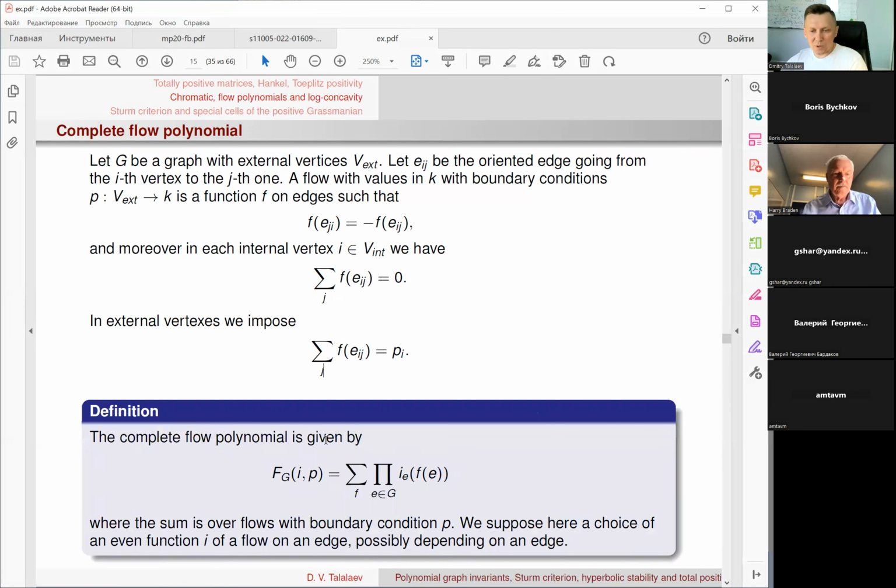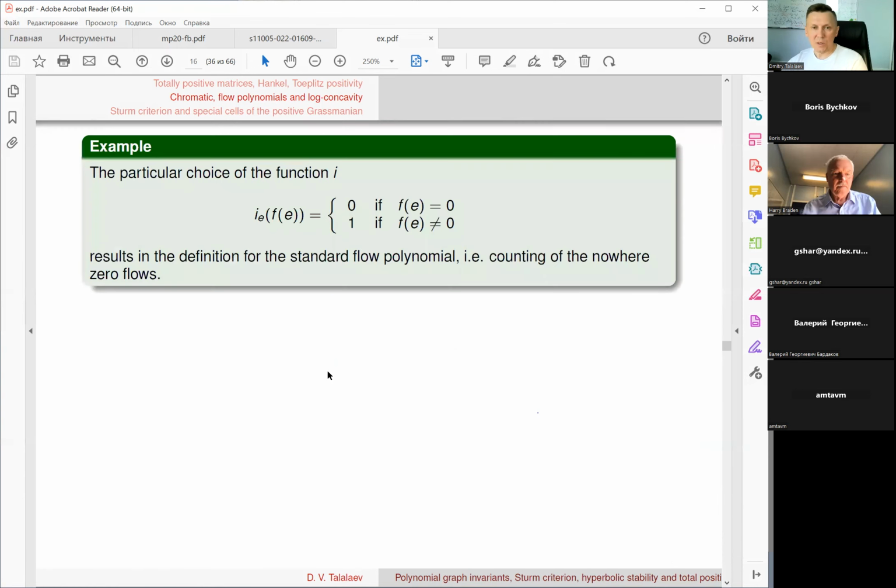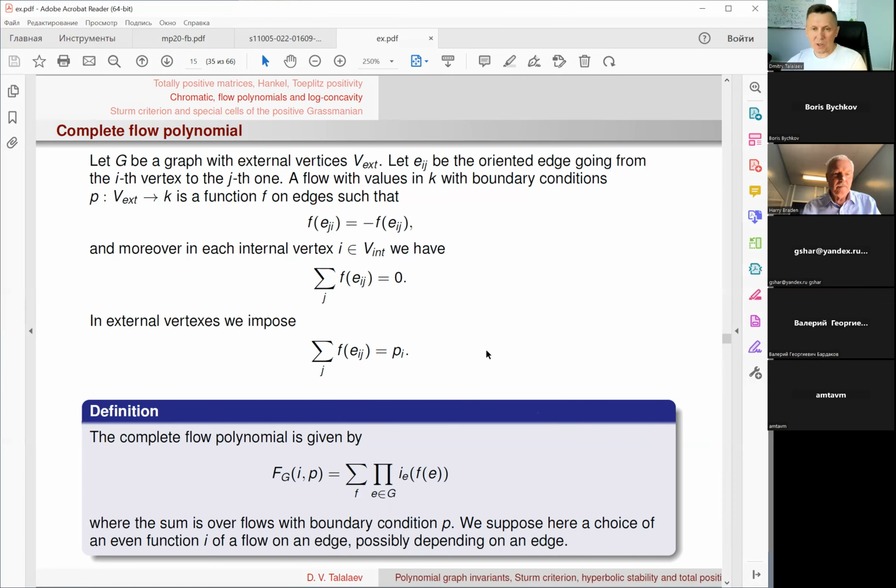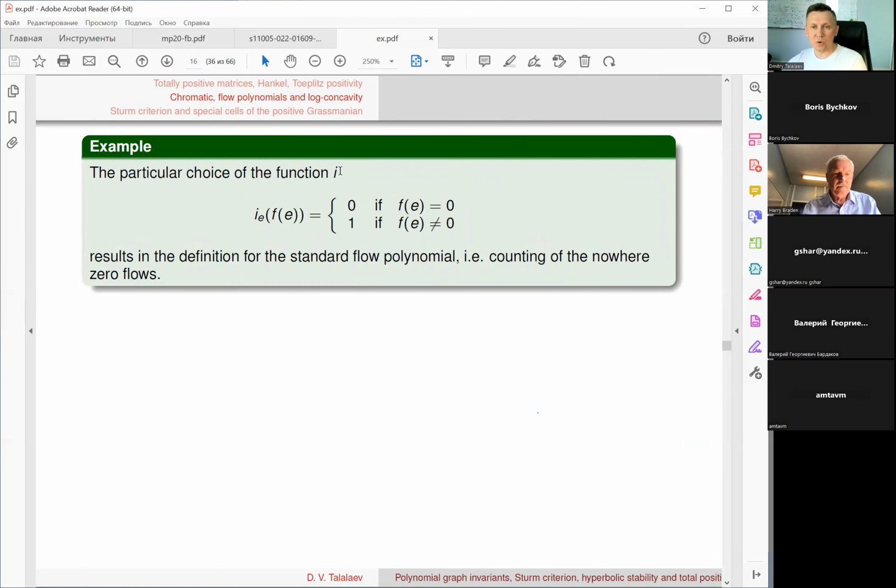The complete flow polynomial is the following partition function. So here we consider the sum over flows with boundary conditions, and in each definition we suppose some choice of an even function of the flow on an edge, and this function possibly depends on an edge. Okay, I'd like to show you a particular choice of the function.